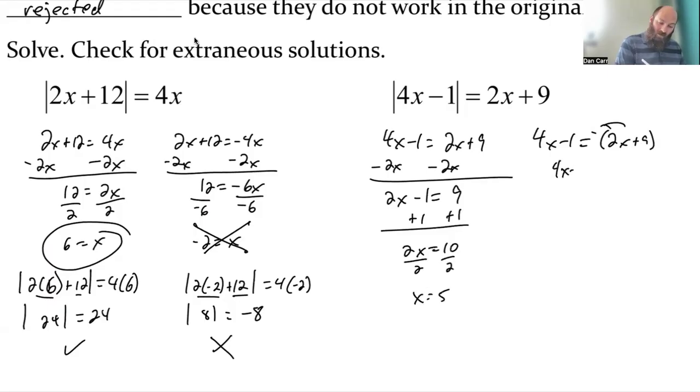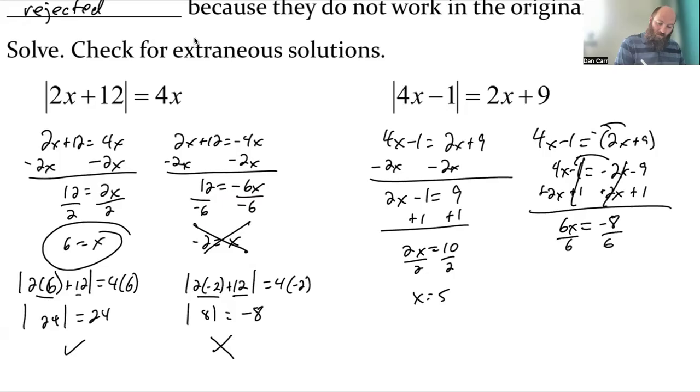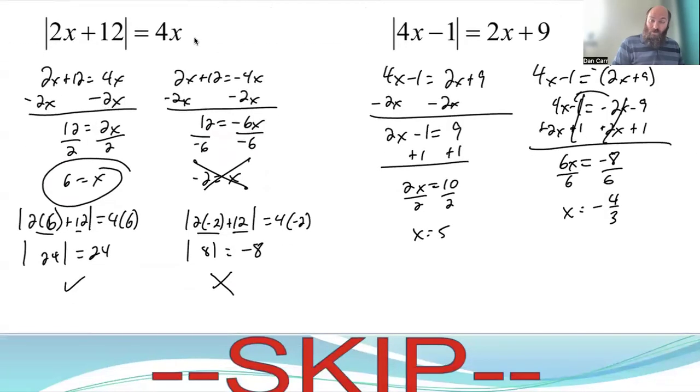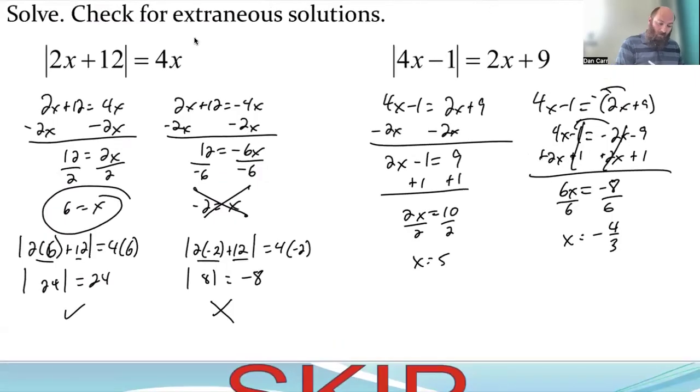Over here, we got 4x minus 1 equals a negative 2x minus 9. We'll bring this over here, so we're going to add 2x. And I'm also just going to add 1 at the same time here. Save a little bit of space. So that's gone, and that's gone. We get 6x is equal to a negative 8. Divide by 6, and I get x equals a negative 4/3. So now we're going to try this out to see if they actually both work.